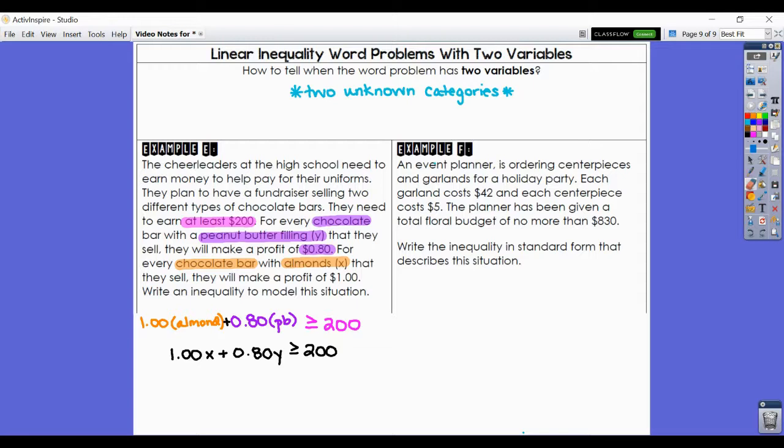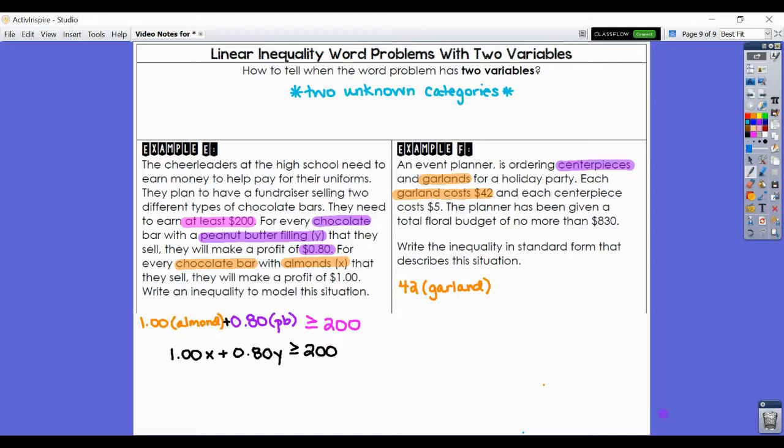For example, F, we have an event planner ordering centerpieces and garlands for a holiday party. So again, that right away tells me I'm purchasing centerpieces and garlands. Most likely they're different prices, so I know I have two unknown categories. Well, I was right because the garland's price is $42 each. So 42 each garland. So 42 per garland means 42 times the garland amount.